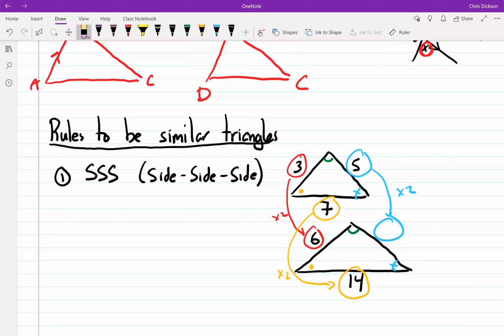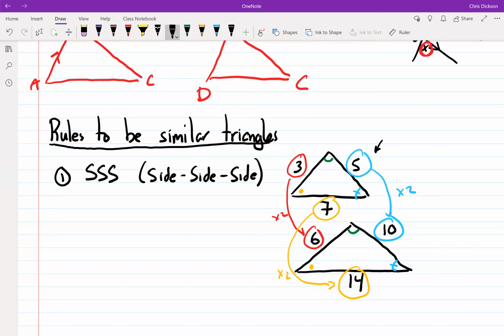Well, what you'd want to look for is how are they similar? That is, how have they been affected? Well, all the side lengths have been times by 2. So since you know that this side here is 5, and you double it, that would give you 10. And so this is one way in which we can use similar triangles to predict side lengths of triangles. So this is if you have three sides and you see a correlation between the sides, that all of them have been increased by the same amount.